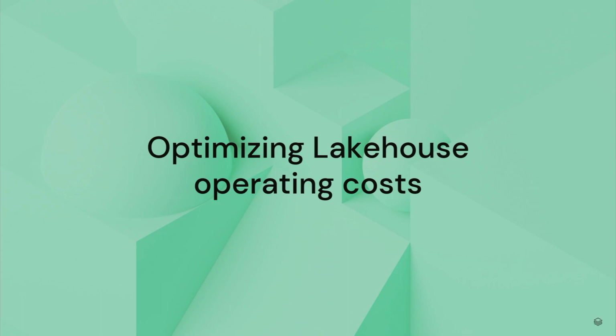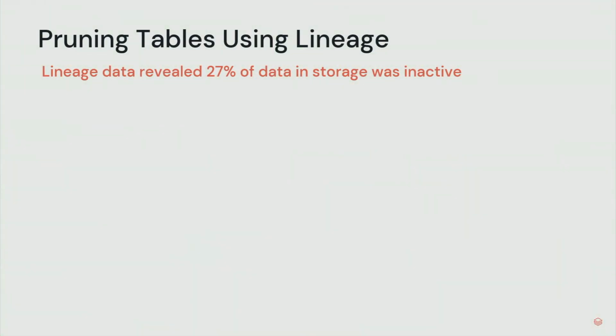So collaboration's gotten better, data access has gotten better. The next thing that we've noticed is we can actually optimize our Lakehouse operating costs using Unity. What we're doing here is analyzing our lineage data at scale and pruning tables that aren't being used. And so our previous problem of understanding what in cloud storage is active or not is now correctly and very accurately addressed.